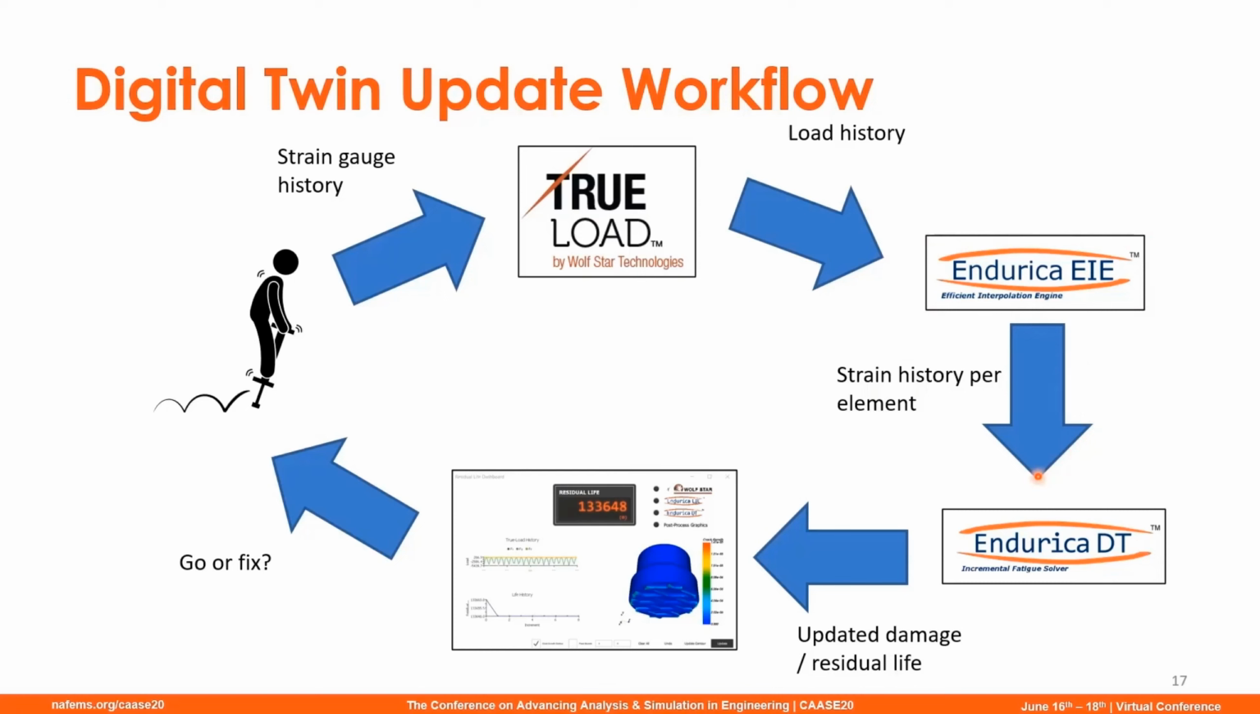And once we've generated the strain histories, we can feed those into Endurica DT, where we can update the damage state for each element and finally present those. This is a lightweight dashboard that I'll show here in a minute. We can present the residual life at the current state, and we can also show some graphics showing the distribution of damage that's been accrued in the part. And at that point, we can hit the update button and receive another file full of this information and start the process again and go round and round updating.